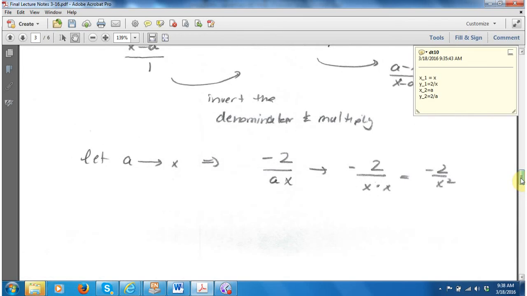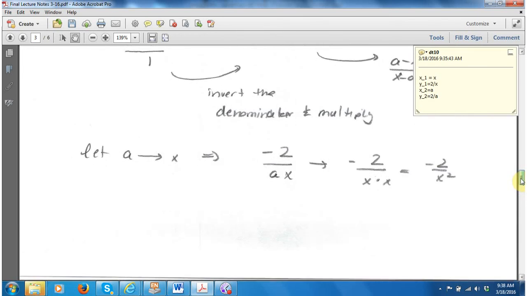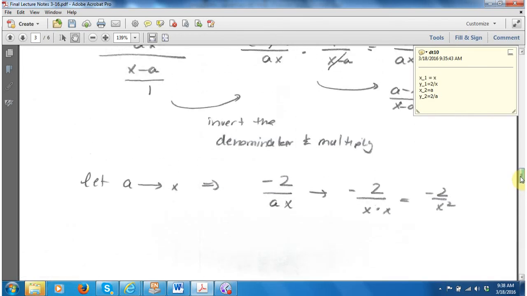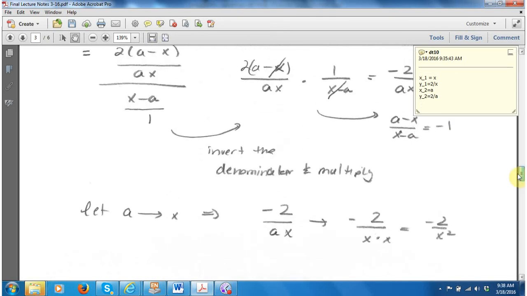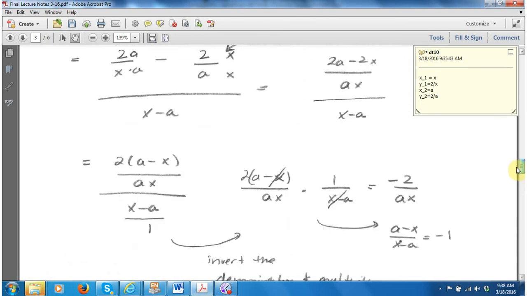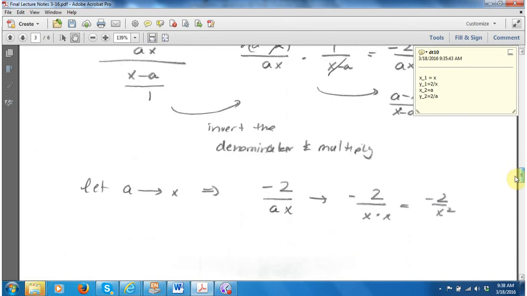So review, go back to the beginning of the semester and watch those videos. It's exactly the same work. I just kind of quickly did it here, but the work is all the same. And this is how you find the expression for slope.